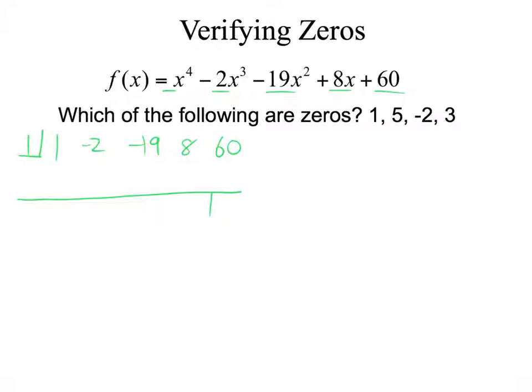So for this one, we bring down the 1. 1 times 1 is 1, add down. 1 times -1 is -1, add down. 1 times -20 is -20, add down. And 1 times -12 is -12, add down. That does not look like a zero because it doesn't have a remainder of 0. It has an output of 48.